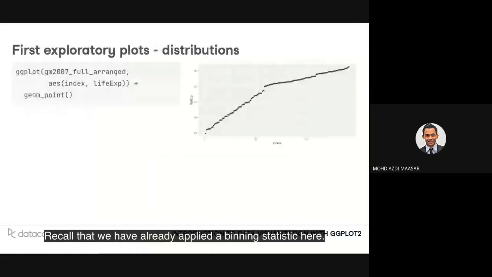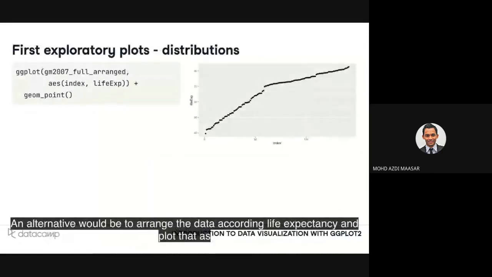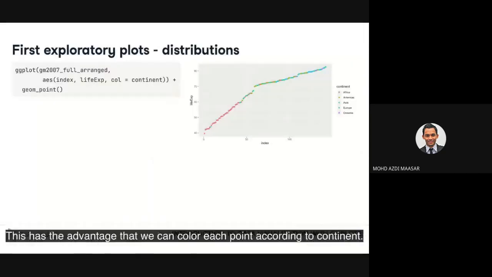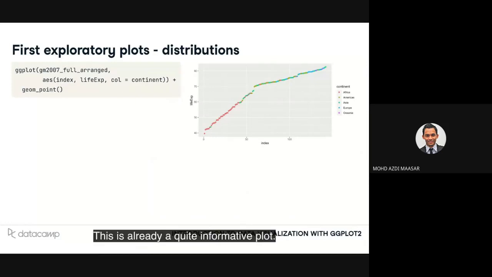An alternative would be to arrange the data according to life expectancy and plot that as an index, which allows us to see each point individually without first binning the variable. This has the advantage that we can color each point according to the continent. This is already a quite informative plot. We can see differences in the distribution between continents.